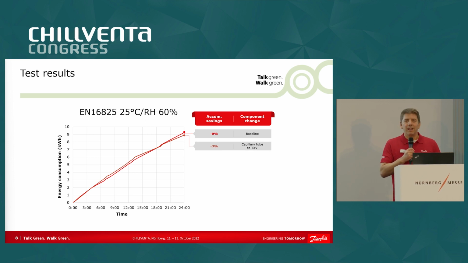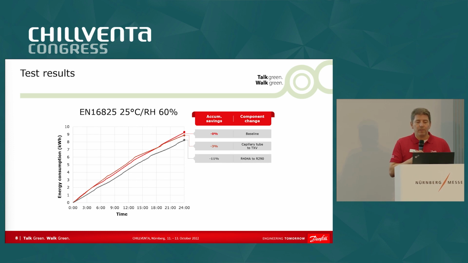If you replace that capillary tube at the specific test condition with a thermostatic expansion valve, if the capillary tube is selected in a good way, you don't get anything, because it's on one operating condition and it's optimized for that operating condition. So it can be an optimal expansion device for that operating condition. So you don't make anything better. What you can do, however, is to replace the refrigerant.